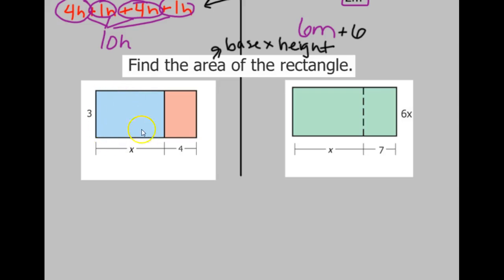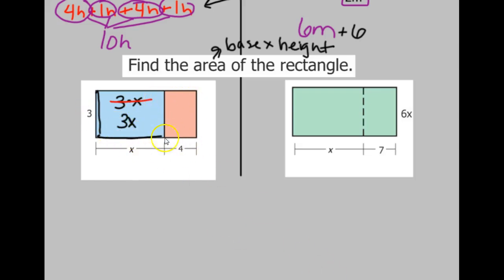So if I'm looking at just this blue one, the base is x. We don't know what it is. The height is 3. So we write that as 3 times x, or just 3x, because we know if they're touching, that is multiplied. Most of the time, you'll see it written like this, 3x. 3 times x is just 3x.